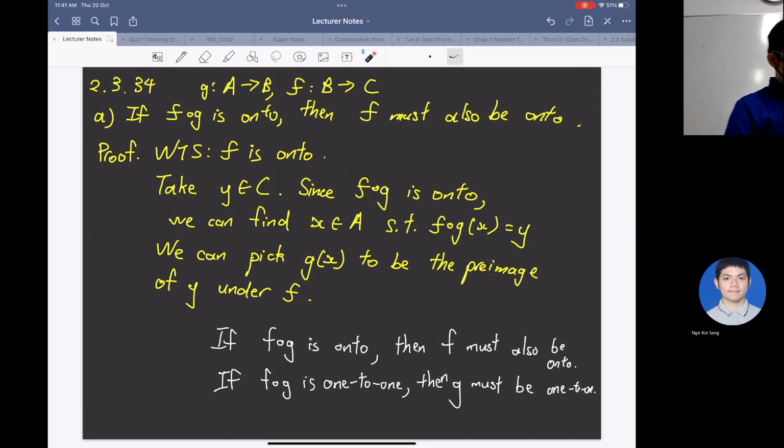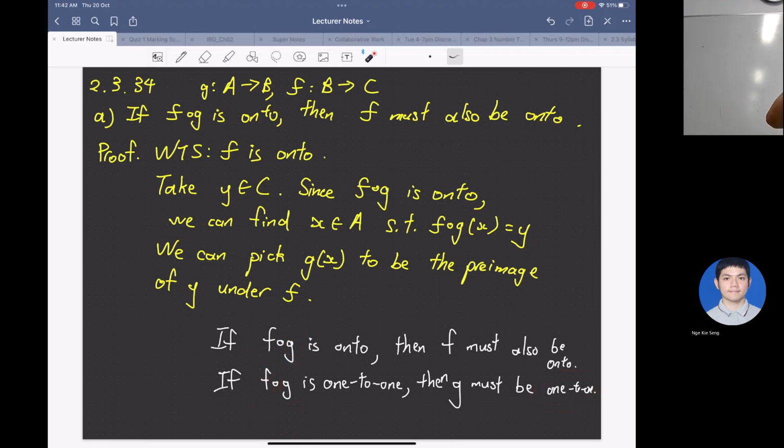2.3.34. Okay. The central question about this problem is, if we know about the composite, can we deduce something about the individual functions? So if the composite is onto, can we say that f is onto? Or can we say that g is onto as well? Okay. So what we prove here is the outer function is onto if the composite is onto. If the composite is 1-to-1, then the inner one is 1-to-1. But for the other one, we don't know what happens to them.